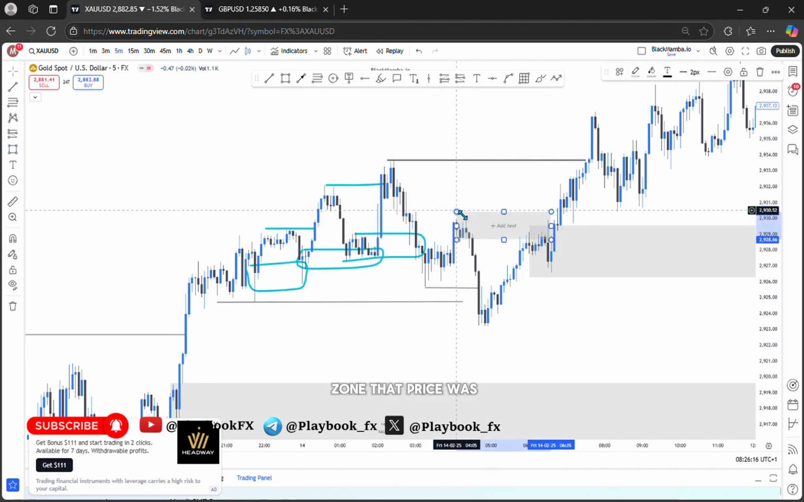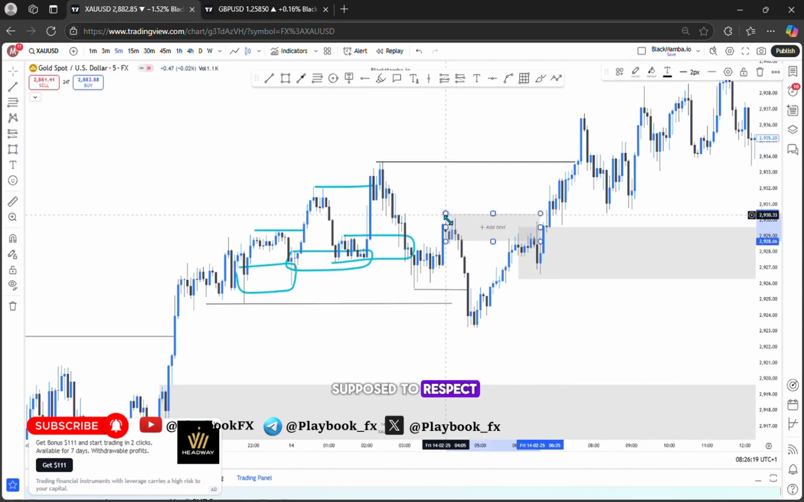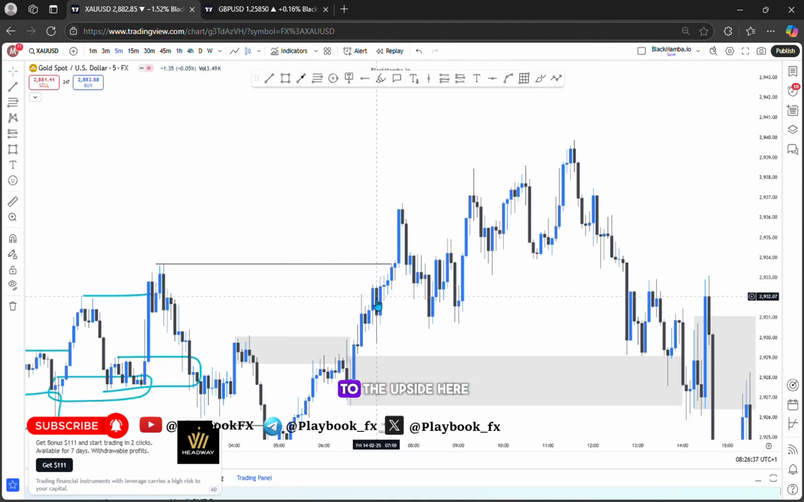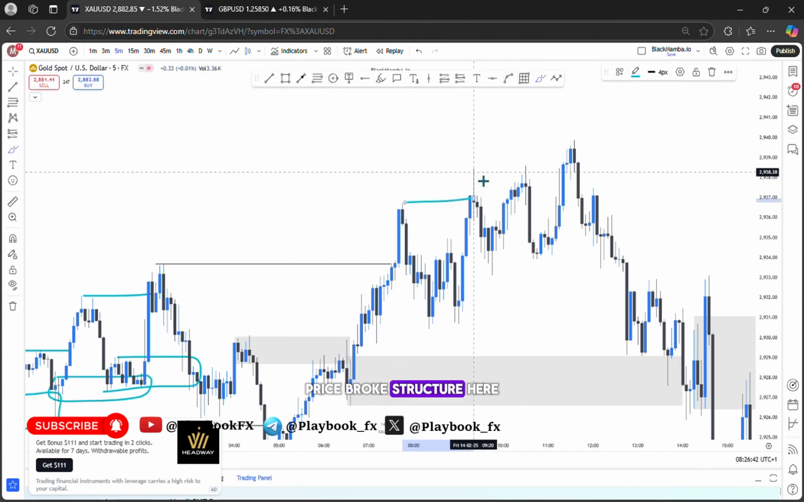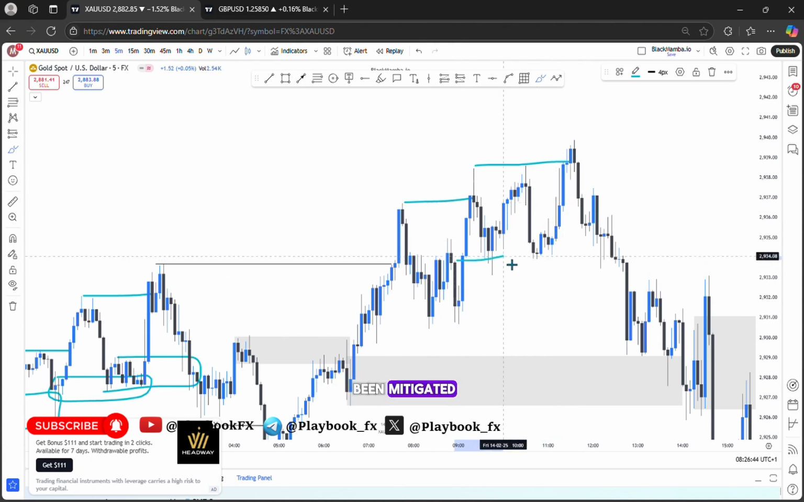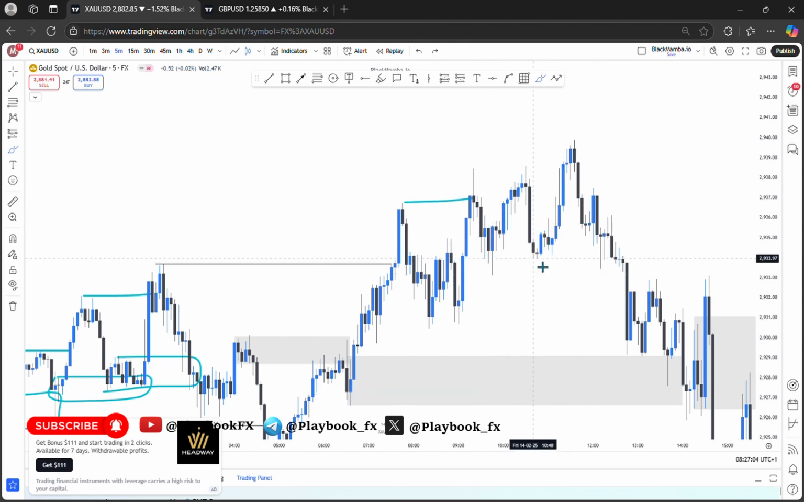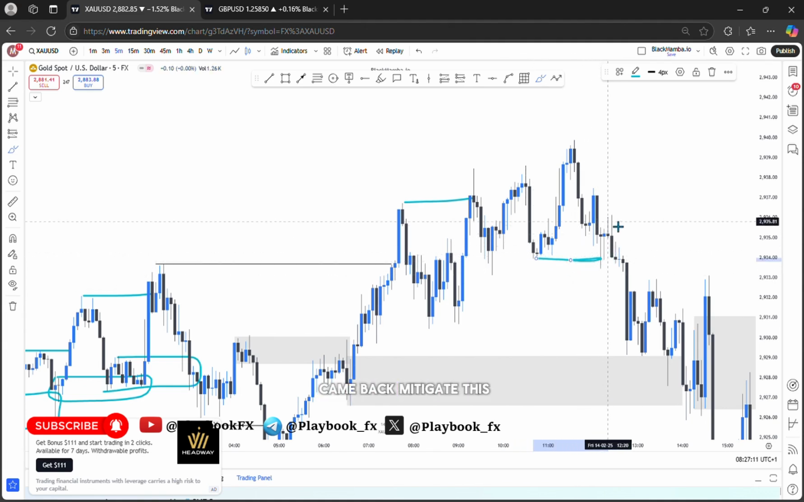This was a flip zone. The price was supposed to respect it, but price failed it, giving us another reaction here again. So price gave us another flip zone here again. After price broke structure to the upside here, you see that price broke structure here, price broke structure here, and everything here has been mitigated. We had mitigation here. This was supposed to be the last demand that price was supposed to respect. Price reacted and it failed.